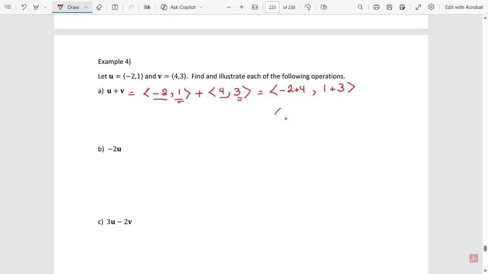And negative 2 plus 4 is 2. 1 plus 3 is 4. So, and that's the final answer.